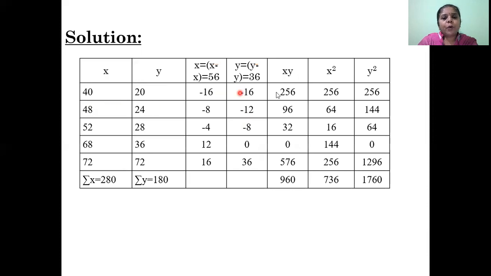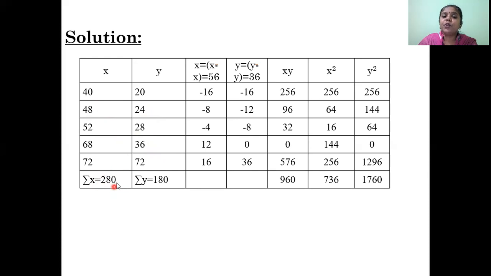Okay. So we have to make a table. X variable, Y variable. You take as it is in the question: 40, 48, 52, 68 and 72. Y variable: 20, 24, 28, 36, 72. So what we have to make now? We have to make all the totals. The total you get is 280.